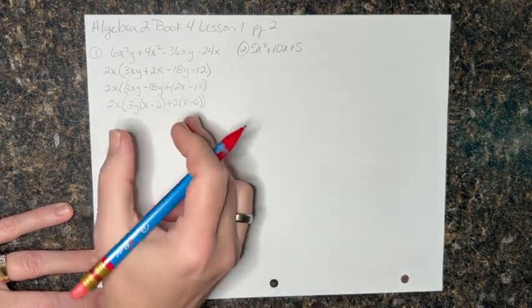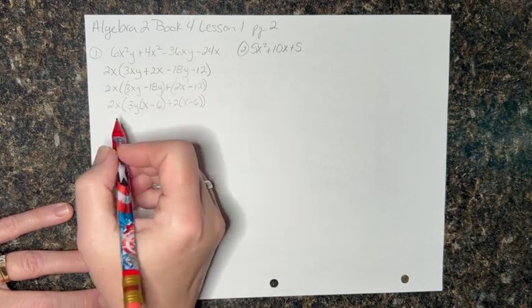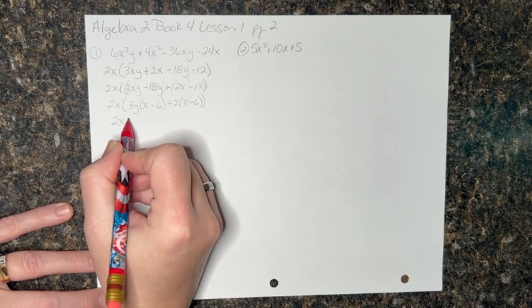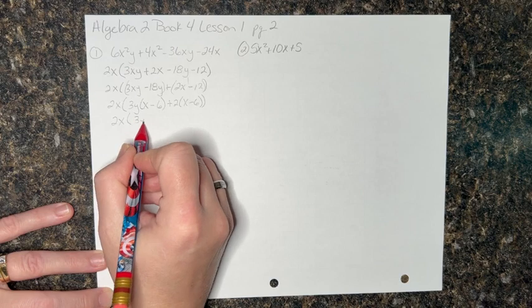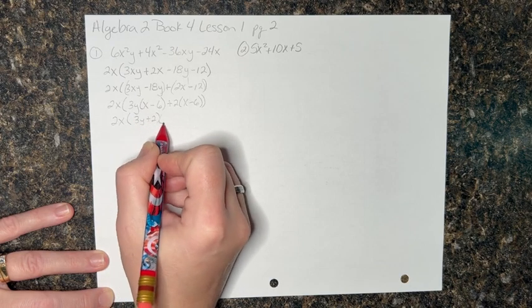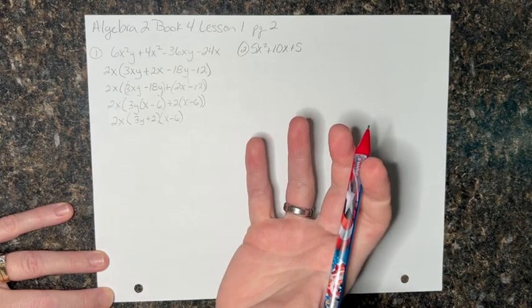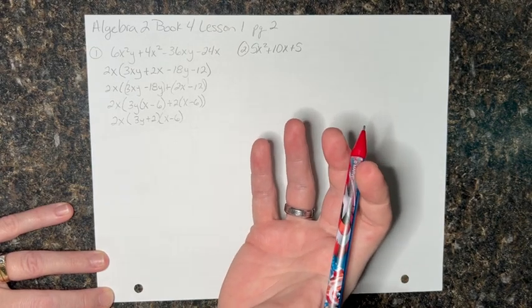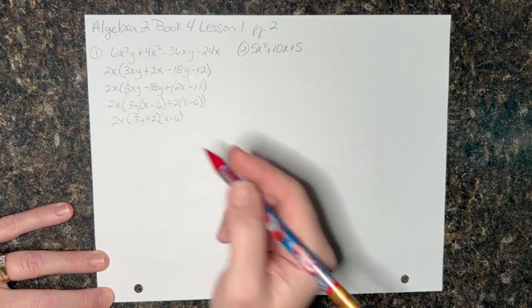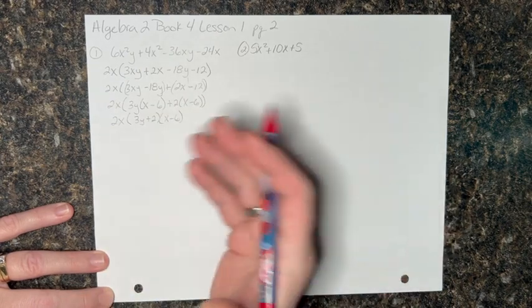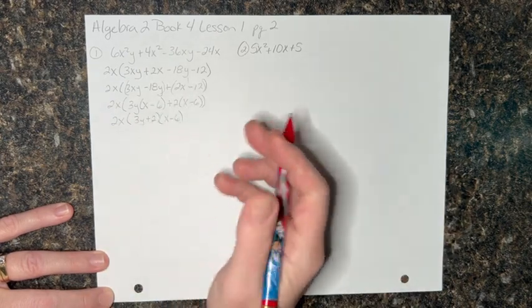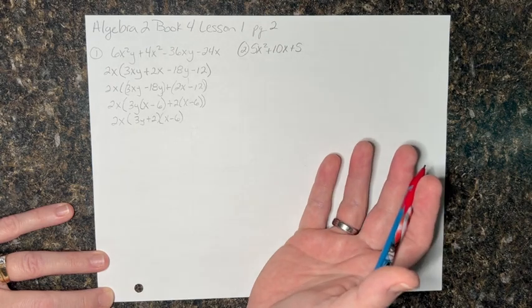All right? So now I need to finish this factor by grouping. So I have 2x times 3y plus 2 times x minus 6. And I have factored completely. Now, the instructions don't want us to solve for anything. So, factoring completely, and we have completed it.